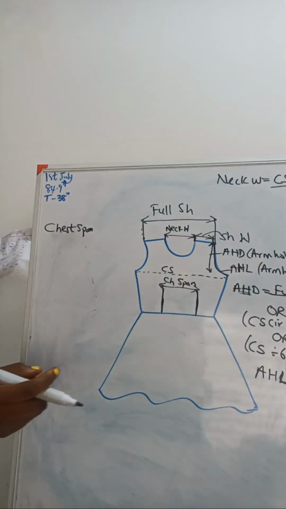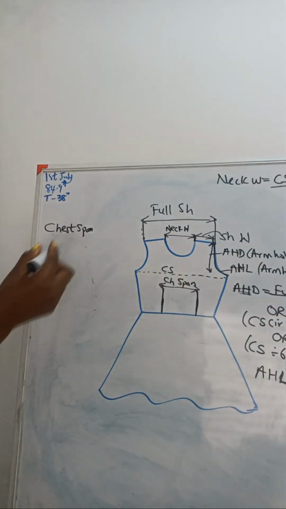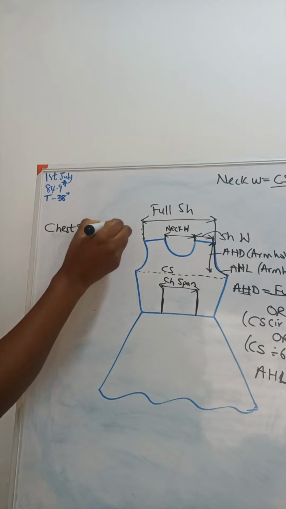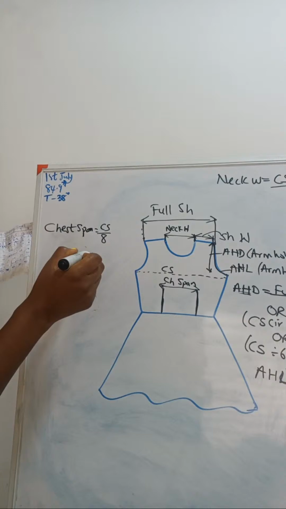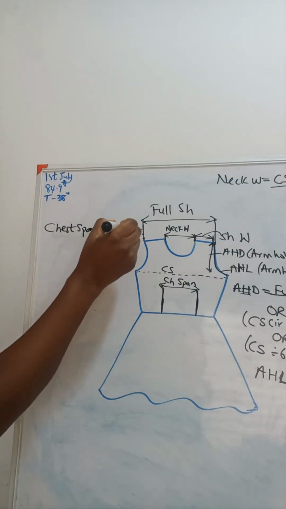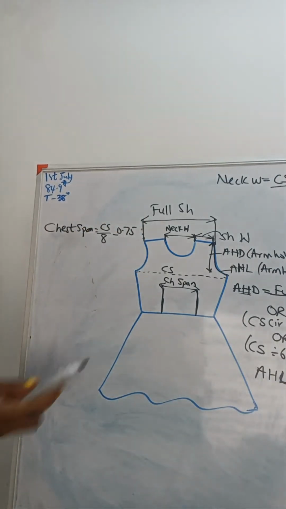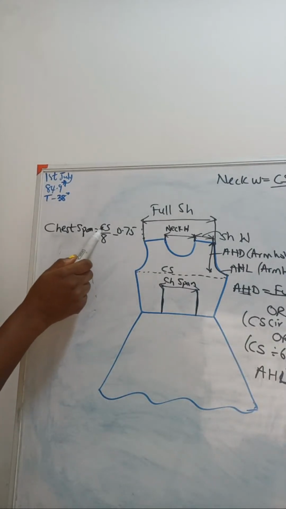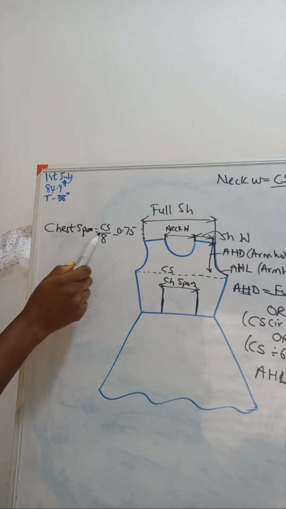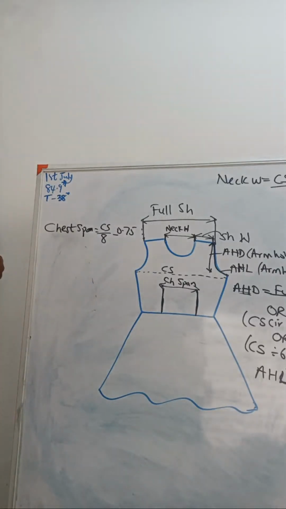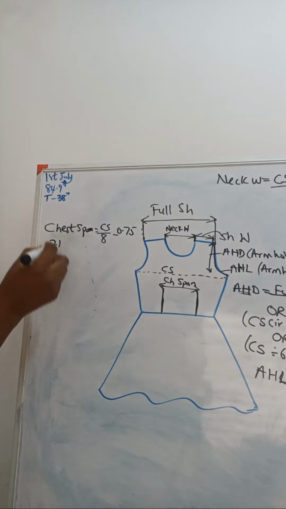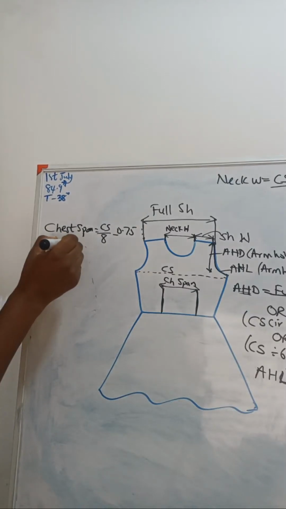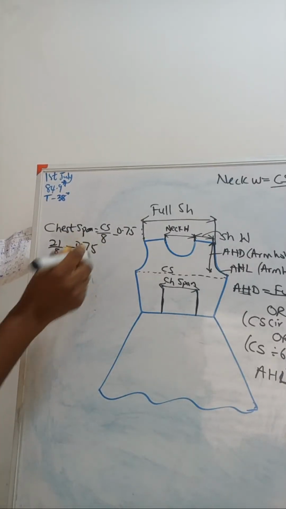Okay, and to get the chest span of a child, you use the chest circumference, you divide it by 8, and then you subtract 0.75. If you have the chest circumference of the child, divide it by 8, and then you subtract 0.75. For example, if you have a chest of 21, you divide 21 by 8. The answer, you subtract 0.75 from it.